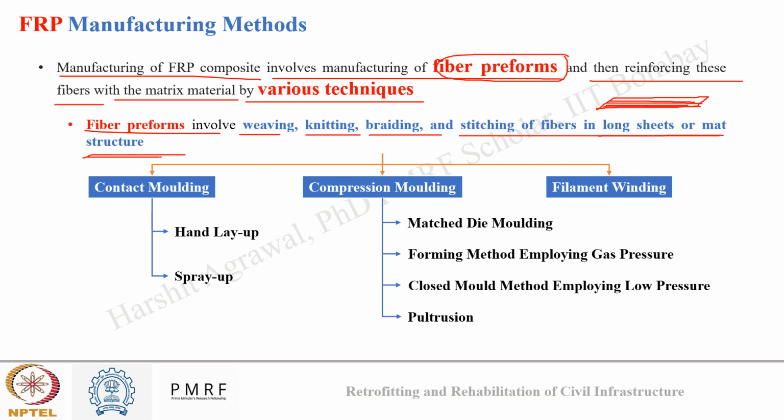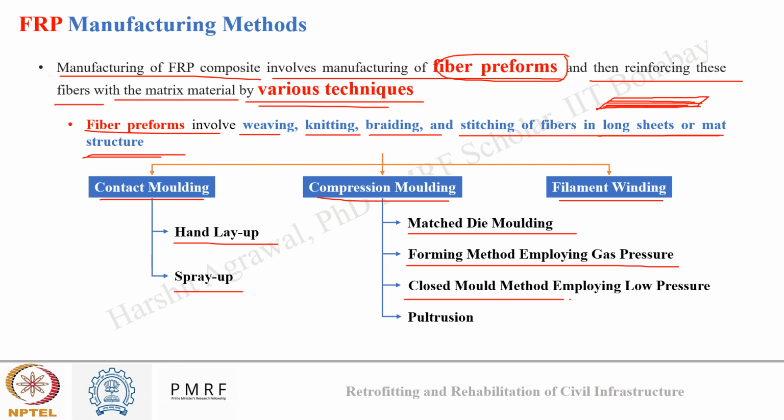Okay, now what do we mean by various techniques in which these fiber preforms are loaded with matrix? So when we talk about these various techniques, the techniques are basically classified into three types. These three types are contact molding, compression molding and filament winding. In contact molding, there are two techniques, hand layup and spray up technique. In compression molding, there are four subcategories: match die molding, forming method employing gas pressure, closed mold method employing gas pressure, low pressure and pultrusion, and there is filament winding. So we will see each of them briefly one by one now.